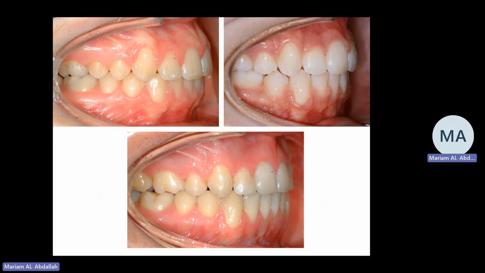But on the other side, if you have a different extraction pattern, then it depends on the extraction pattern. Another example, this is where in the upper right quadrant we had extraction of a premolar, in the lower non-extraction, so you can see the canine is class 1, but the molar is full unit class 2, and this is the ideal molar relationship if you extract in the upper arch only. And of course the opposite is true if you extract in the lower arch only.